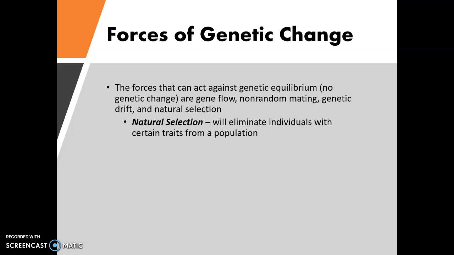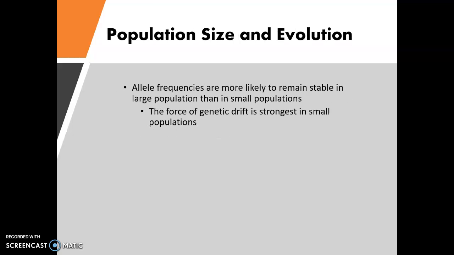And then the last is going to be natural selection. Natural selection is definitely going to eliminate individuals with certain traits from the population if they're not traits that are going to be helpful for survival. When we talk about population size and evolution, allele frequencies are more likely to remain stable in a larger population than a smaller population. So these forces of genetic change, these 4 things that we've been talking about, are always going to be stronger in a smaller population than in a larger population.